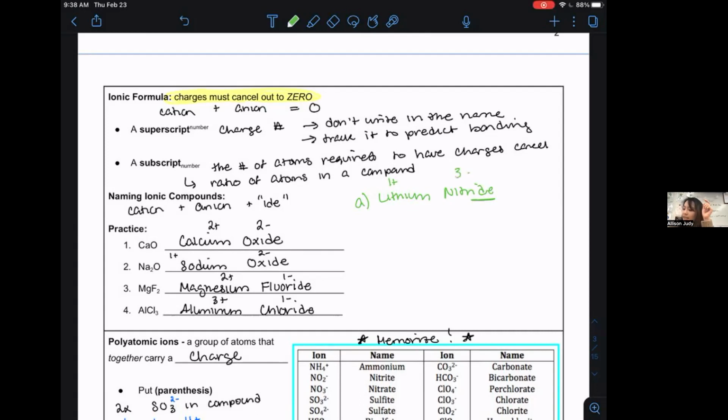-3, or 3 minus. So that tells me why in my formula I needed 3 lithium. I need 3 lithiums for every 1 nitrogen so that my charges cancel. 3 times +1 gives me +3, plus -3 gives me 0. That is merely a mathematical indicator that you did it right.